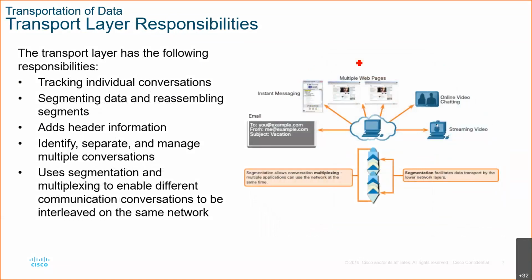It has certain functions. The most important function is segmentation, taking your data and segmenting it and giving those segments to the network layer below. Or it comes the other way around. It takes those segments and reassembles them into proper order and gives it up to the application layer. When it creates segments, it adds header information.